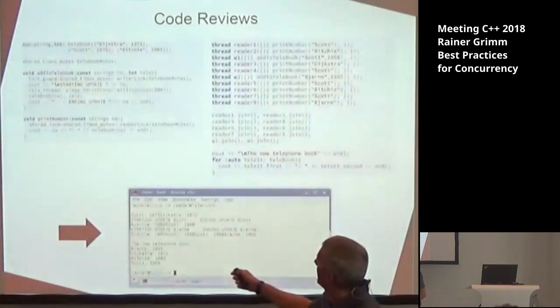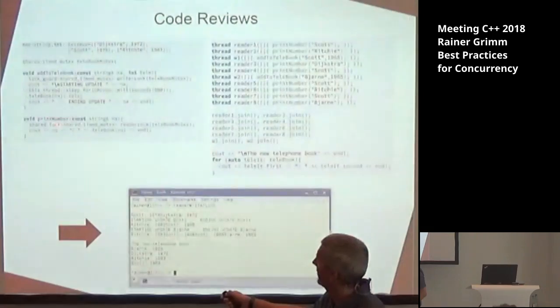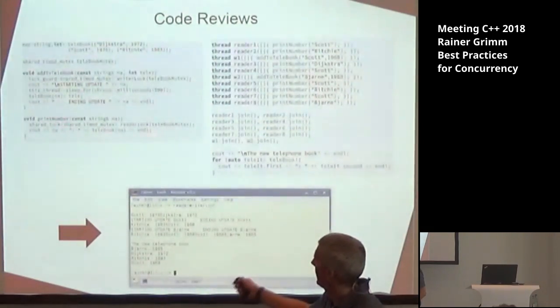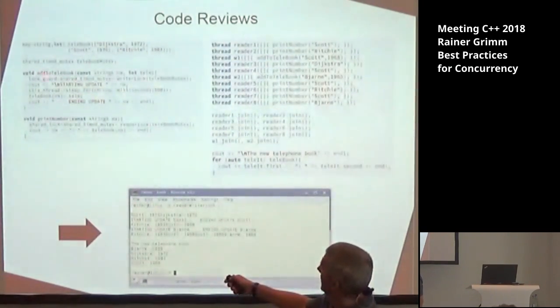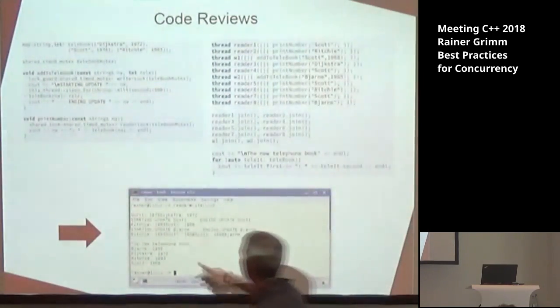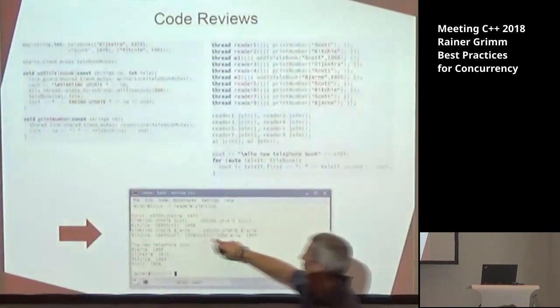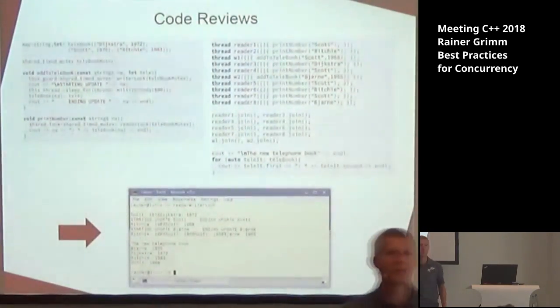I use a shared timed mutex, which we have since C++14. I put it here and here, and that's the reading part. You see, if I put my mutex into a shared lock, it becomes a shared lock. If I put it into a lock guard, it becomes an exclusive lock. Here you see that the reading is overlapping, which is fine, because that's not an issue. Only the writing part is critical.